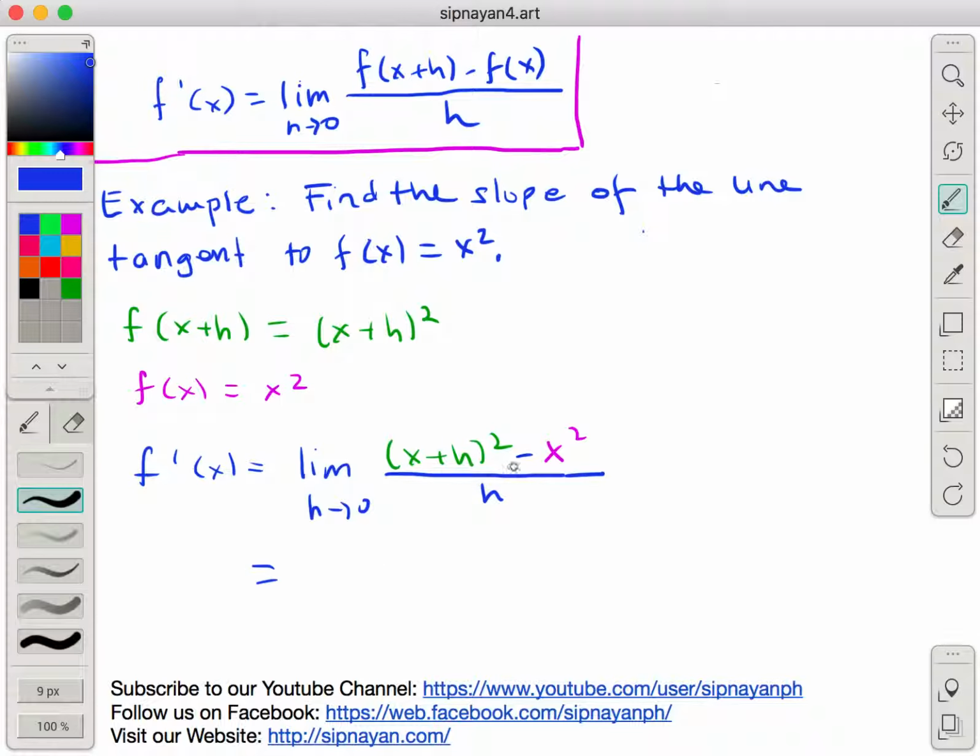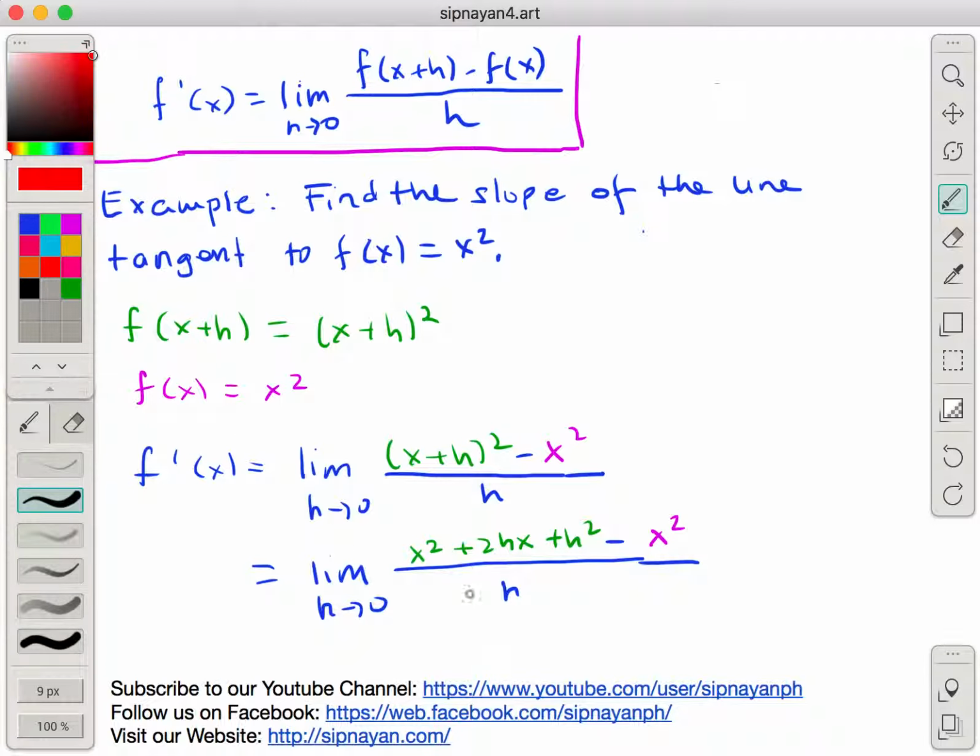Kung x plus h squared, that's squaring a binomial, no? So, i-review nyo na lang kung hindi nyo maalala. Nasa calculus na tayo, dapat alam nyo na siya. So, this is x squared plus 2hx plus h squared. Ito yun. And then we have a minus x squared, okay, over h. Okay. So, may pwede ba tayong tanggalin?